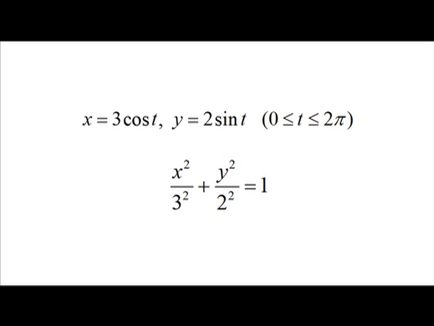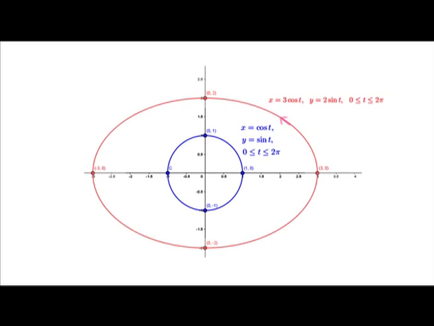This represents the ellipse x²/3² + y²/2² = 1, oriented counterclockwise. The new curve, that is the ellipse, is obtained by stretching the unit circle by a factor of 3 in the x direction and a factor of 2 in the y direction.